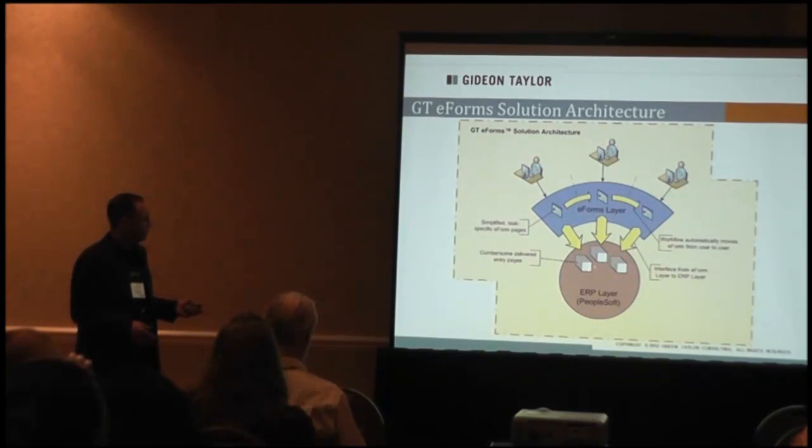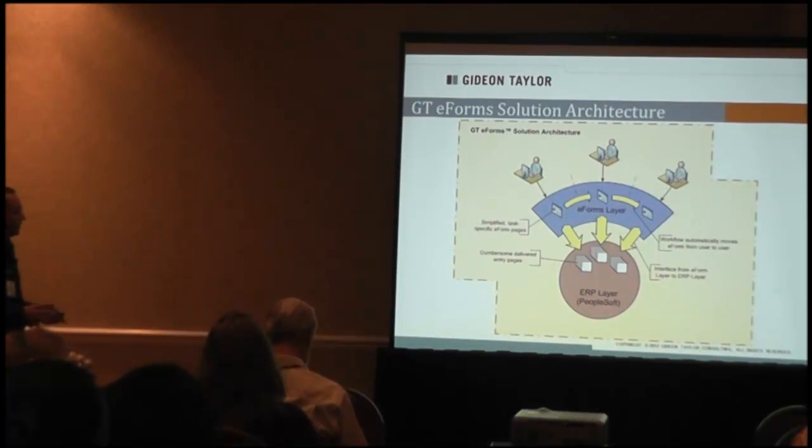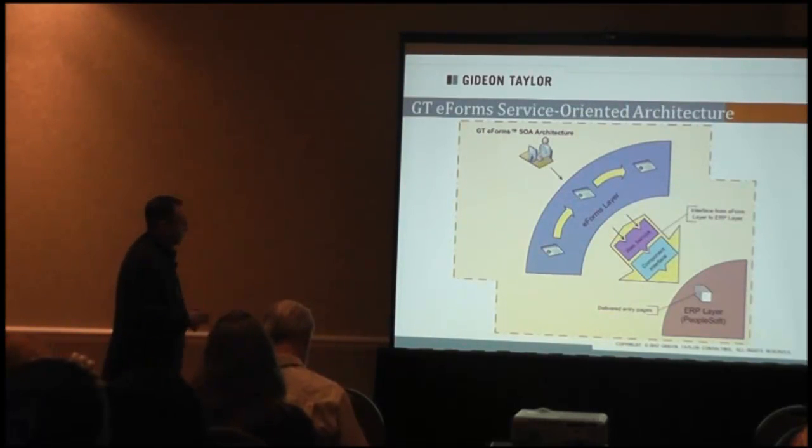Then when we're done, we want to have it automatically flow into the cumbersome, they're always cumbersome, delivered entry pages. And that's really our goal. Now, how do we do that? How do we take that from a one-to-one, one transaction on the front end, one on the back end, to a one-to-many? Well, this is kind of a zoom in of how we typically do eForms.